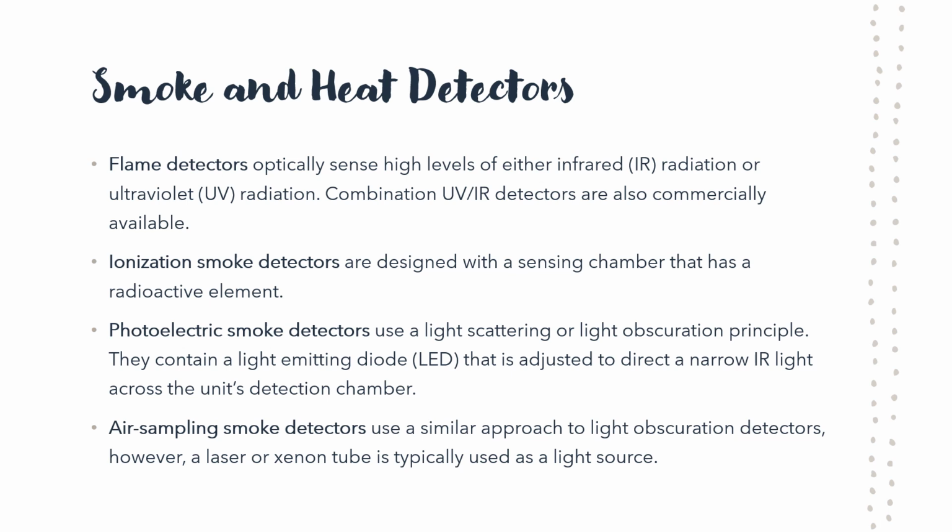They contain a light emitting diode that is adjusted to direct narrow IR light across a unit's detection chamber. Lastly, the air sampling smoke detectors use a similar approach to light obscuration detectors. However, a laser or xenon tube is typically used as a light source.